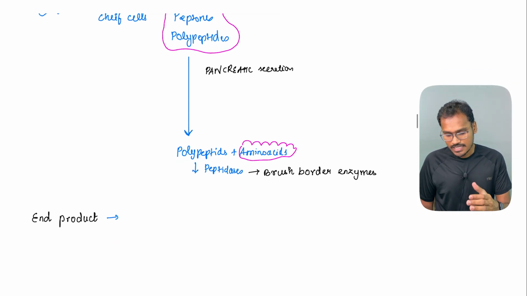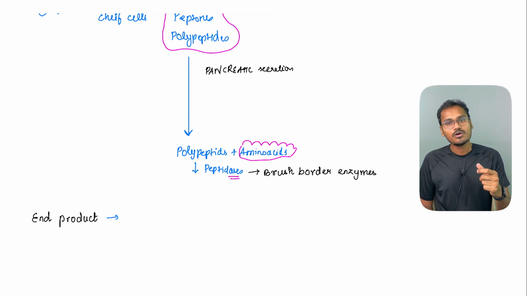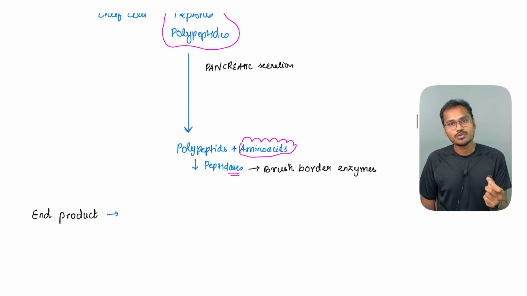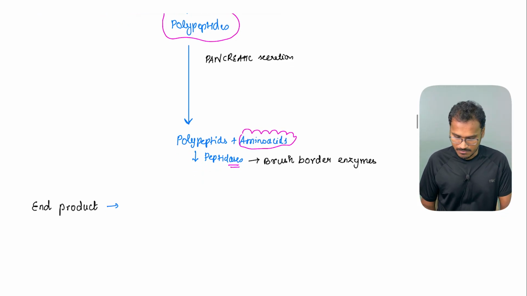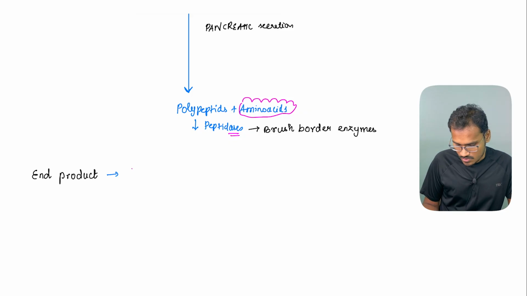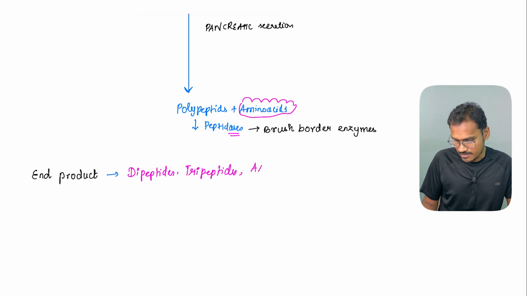And finally, there is another enzyme, which is peptidases. They will act upon all these polypeptides, and they will be broken down into di and tripeptides. Polypeptides means it has multiple chains. So they will be broken down further into dipeptides, tripeptides and the amino acids themselves.